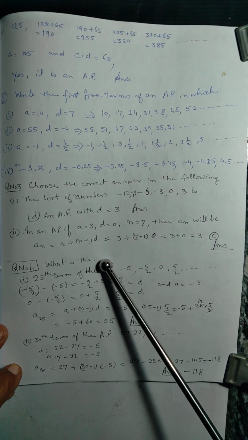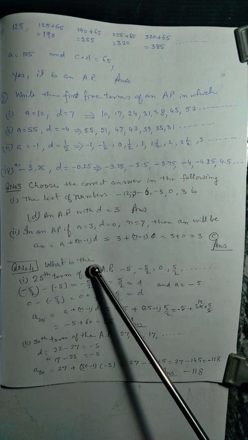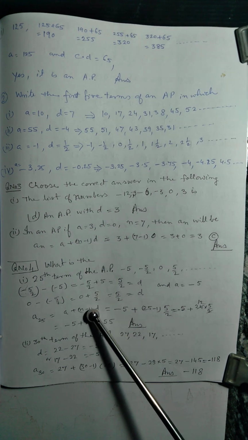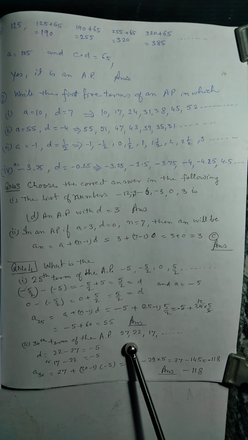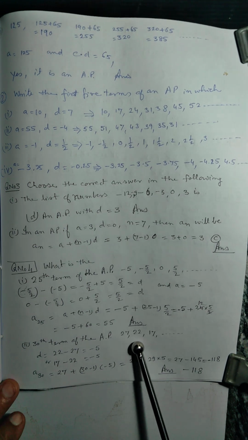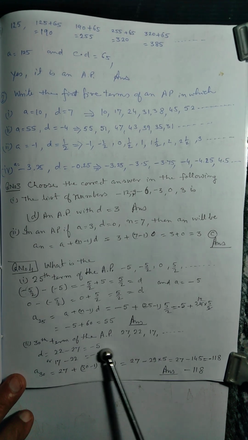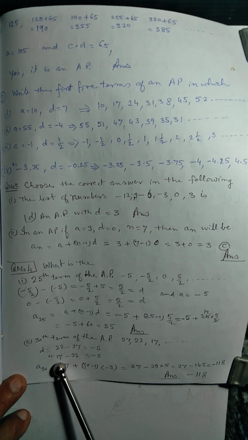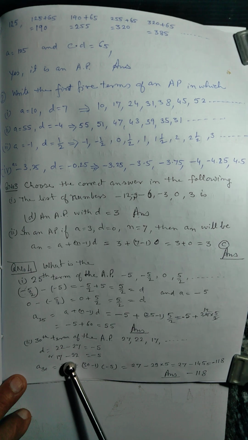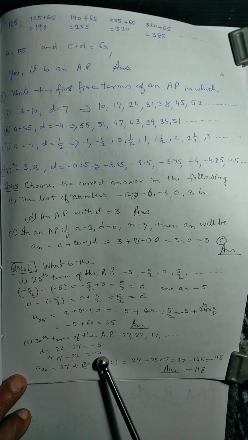Now proceed to the question number 4, second part. That is the 30th term of an AP, we have to work out. The AP is given here 27, 22, 17. So 22 minus 27, that will be equal to minus 5. Or 17 minus 22, again you will get minus 5.